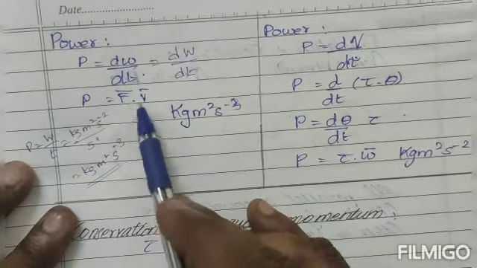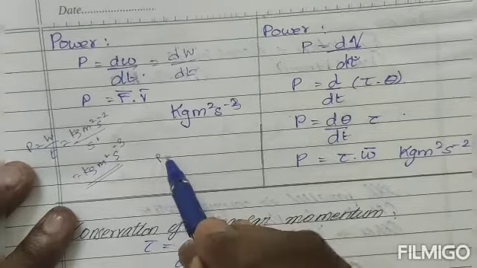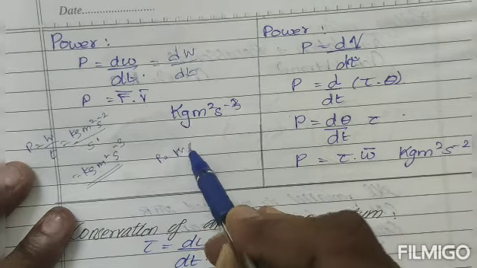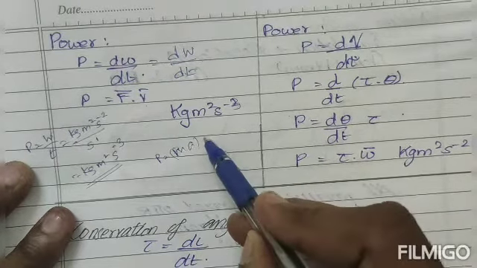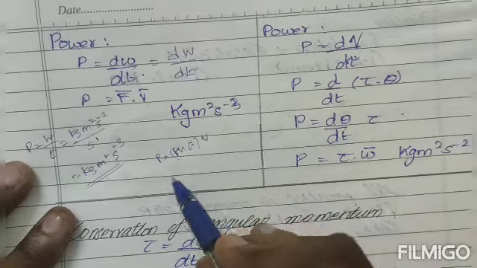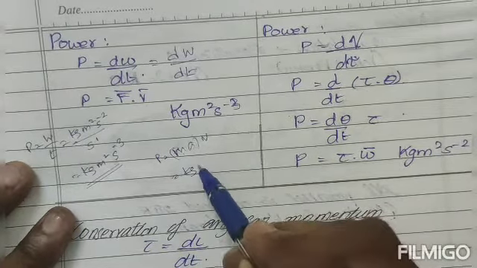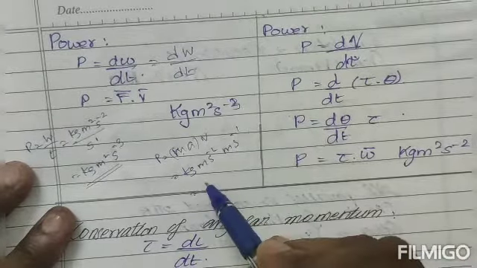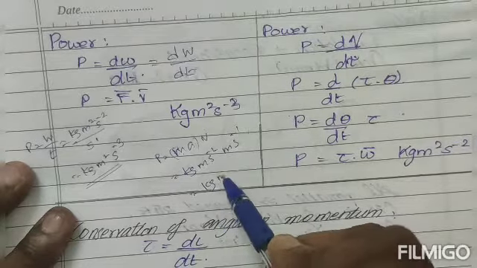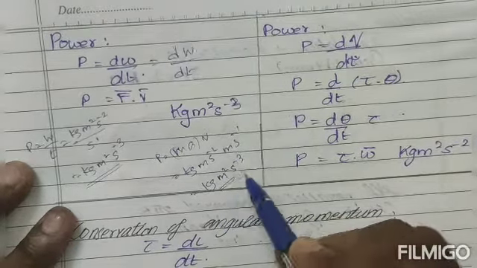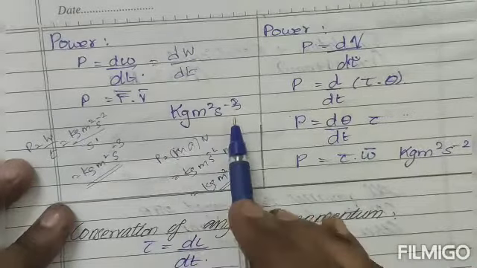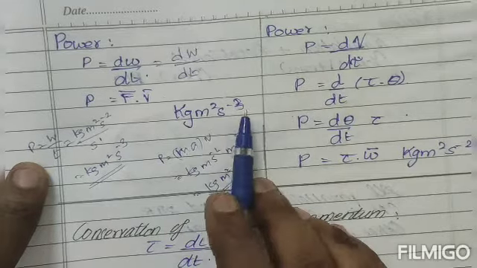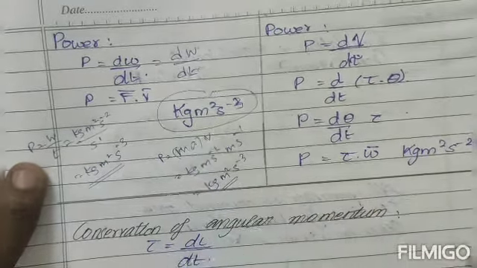Suppose you have doubts, we can verify with this formula also. Power is equal to force into velocity. Force is mass into acceleration, and then velocity is v. The mass unit is kilogram, acceleration is meter per second square, and velocity is meter per second. So we get kilogram meter square per second cube. This is the unit for power.